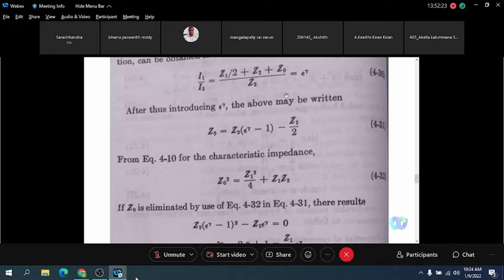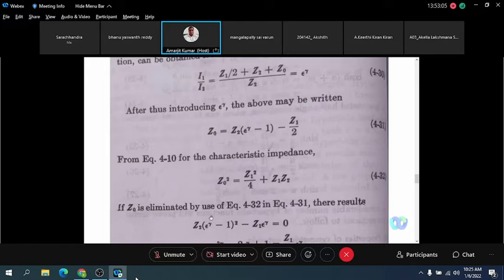So now what will be Z0? If you further solve this equation, what will be the characteristic impedance in terms of gamma and Z1, Z2? Is this correct? It is directly derived from this equation. So Z0 you are getting as equal to (Z2 e^gamma - Z2 - Z1/2). That is very clear.